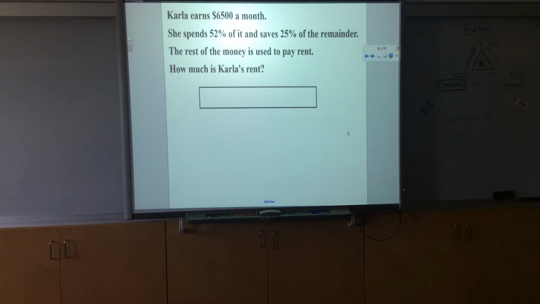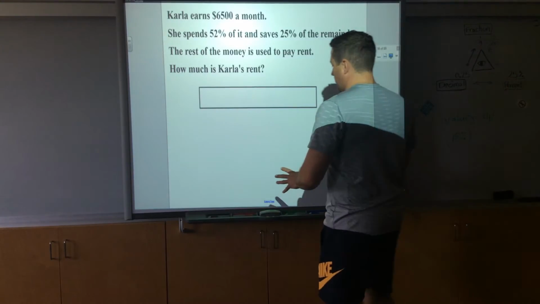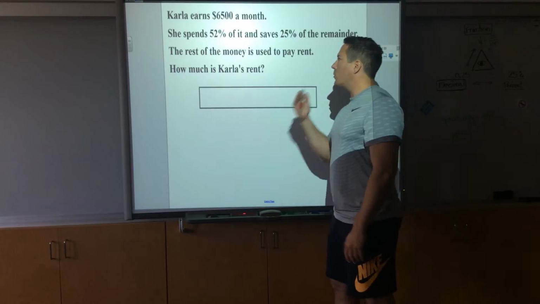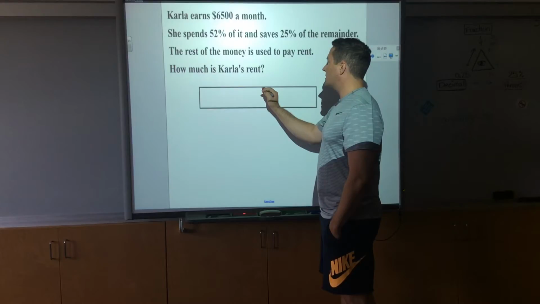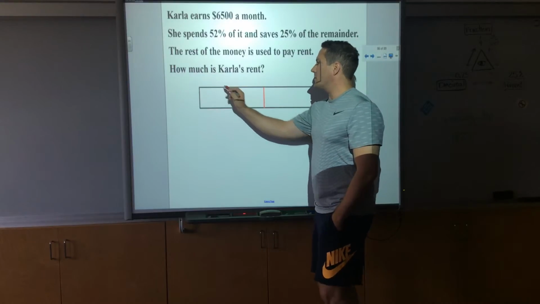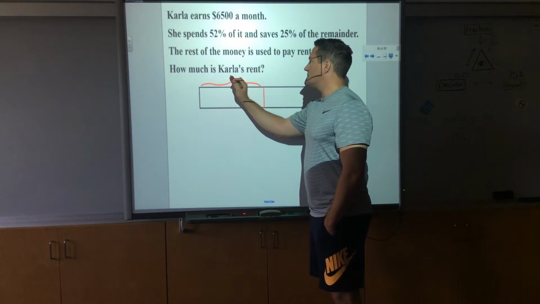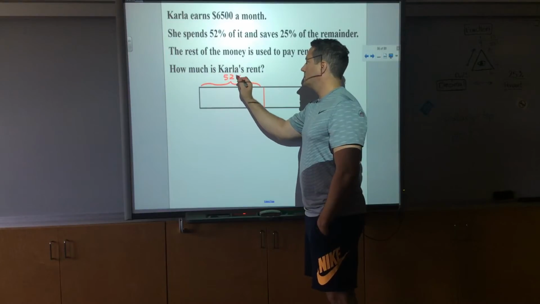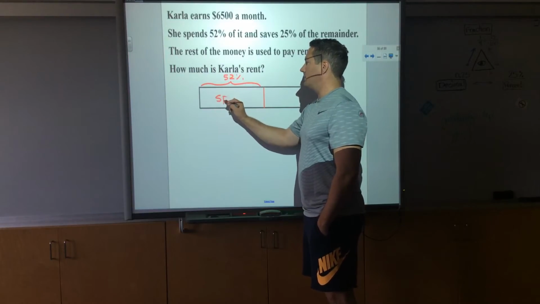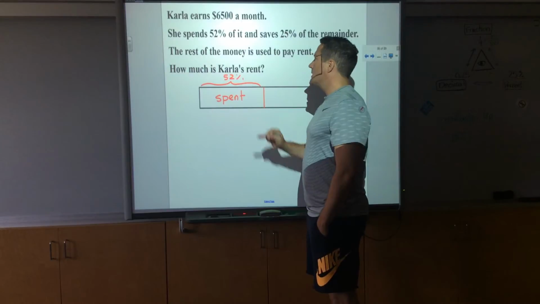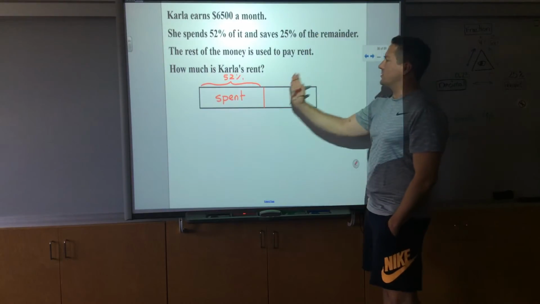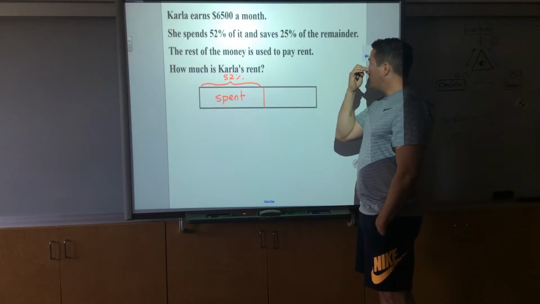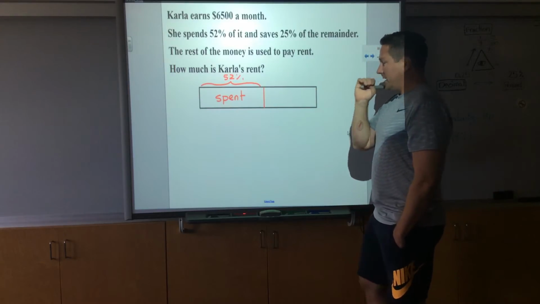Now, this sounds tricky at first, but this is where a bar model is going to come in handy. I know right away that 52% of it is spent. So I'm going to go just a little bit more than half, and I'm going to put that this is 52%, and that is spent. It is gone. Boom. Now, it says she saves 25% of the remainder. So this is the remainder, and 25% of it is saved.